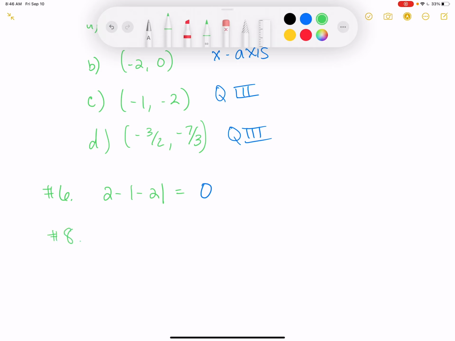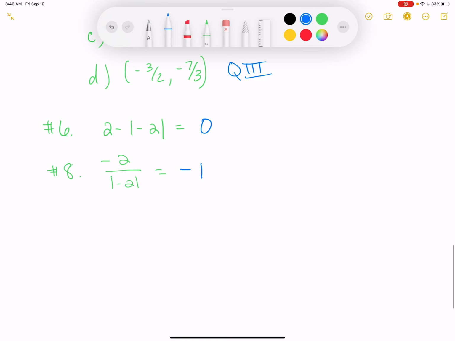Let's see. 8 minus 2 over the absolute value of negative 2. Positive 2. Yeah, so it's negative 1. Yep, the bottom becomes positive 2, so the answer is negative 1. It's different because it's division. The signs have to be the same.